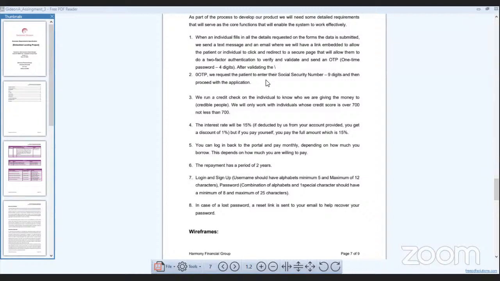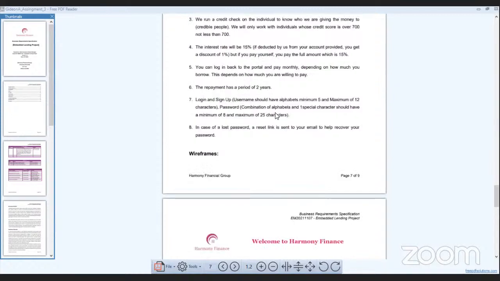We will only work with individuals whose score is over 700, not less than 700. The interest rate will be 15% if deducted by us from your account provided. You get a discount of 1%. But if paid by the user, the payment is made in full. You can log in back to the portal and pay monthly depending on how much you borrow. This depends on how much you are willing to pay. The repayment has a period of 2 years.